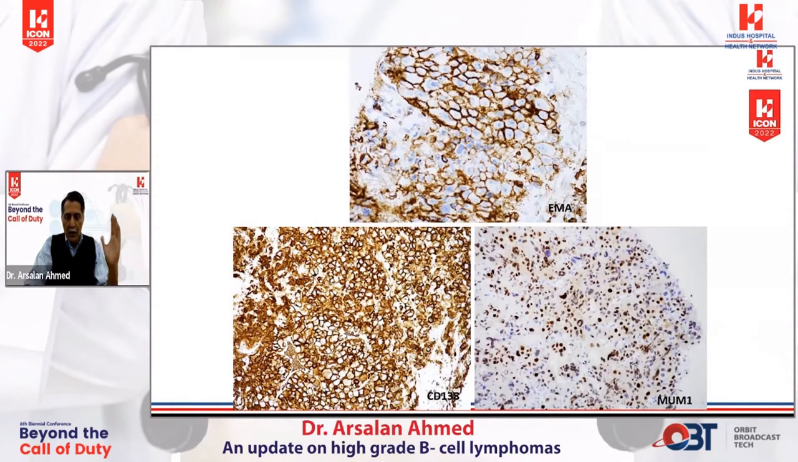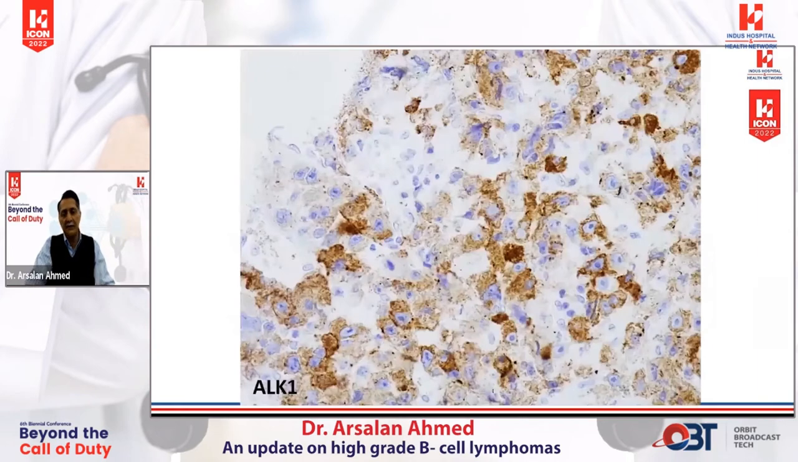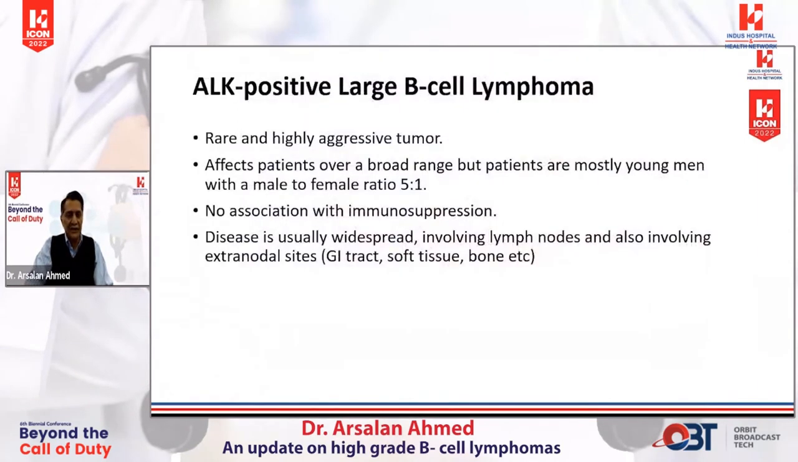Before you call it plasmablastic lymphoma, you should always do ALK. Differentials include plasmablastic lymphoma, anaplastic plasmacytoma, or ALK-positive large B-cell lymphoma. ALK was positive in this case, so this was signed out as ALK-positive large B-cell lymphoma. They are very rare and highly aggressive tumors, and they have no association with immunosuppression. They are mostly seen in young patients, with a male-to-female ratio of 5:1.